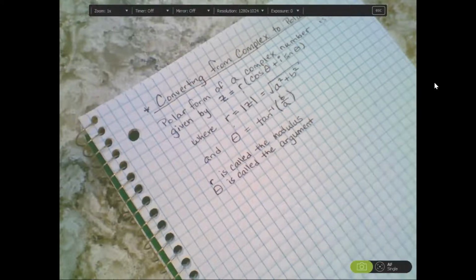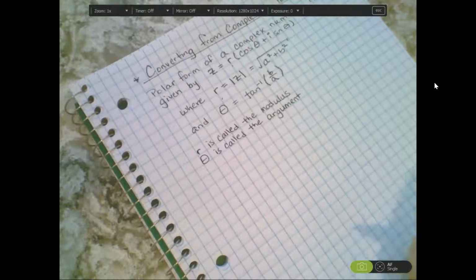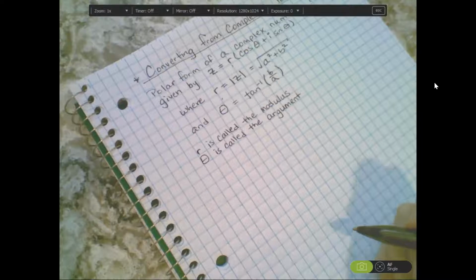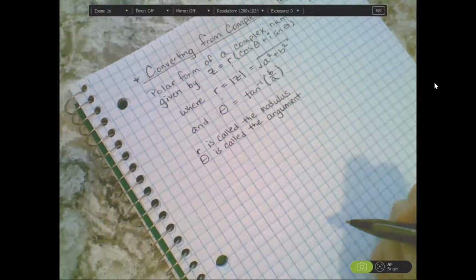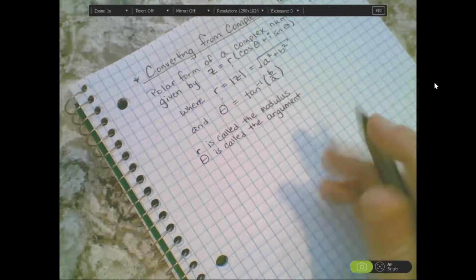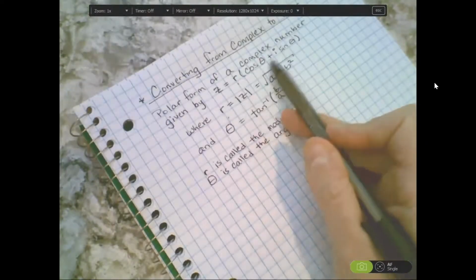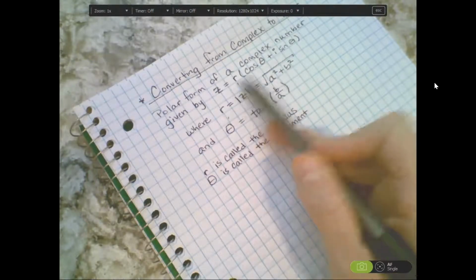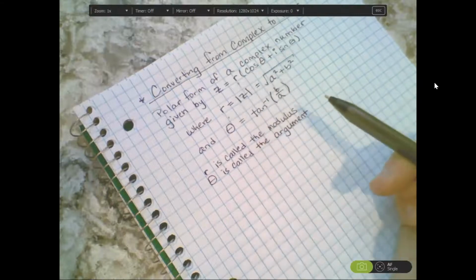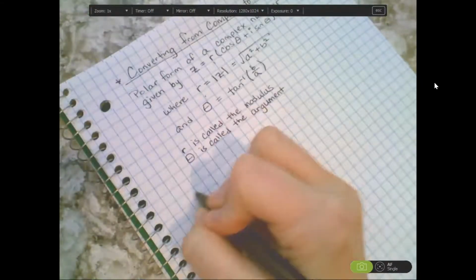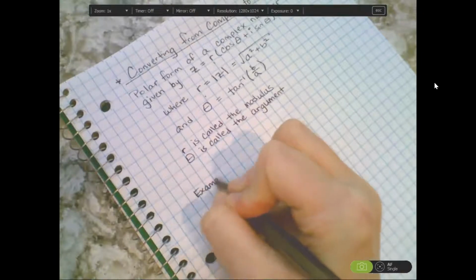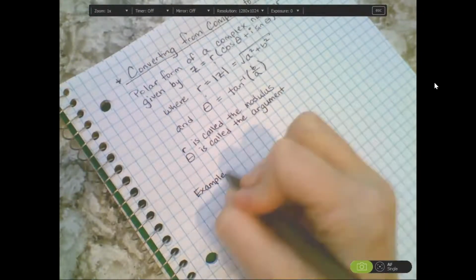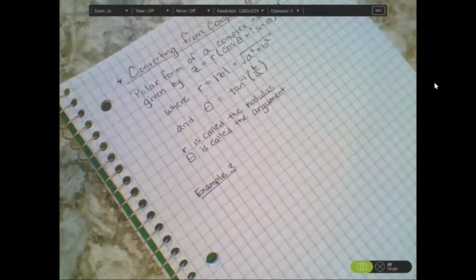All right, so let's do an example of converting a complex number into a complex number that's in polar form. We're going to start with something that just looks like a plus bi, like we were using a second ago, but we're going to convert it, and when we're done, it's going to look like this, except we're going to have a number here for r, and numbers here for theta. Sound good? All right, so let's do it. We've got example, I don't know what we're up to, I think example 3 for this one.